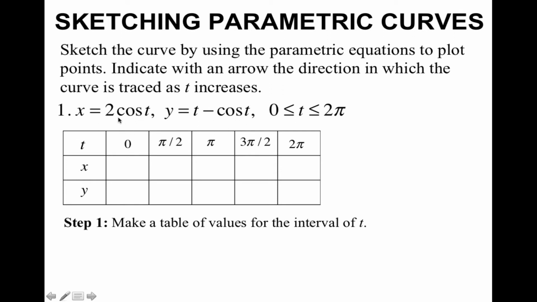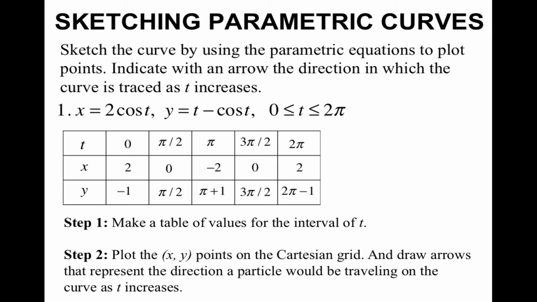So when I plug 0 in for 2 cosine t, I get 2. When I plug 0 in for t minus cosine t, I get negative 1. And then I keep doing that. I plug in pi over 2 to get 0 and pi over 2. I plug in pi to get negative 2 and pi plus 1. I plug in 3 pi over 2 to get 0 and 3 pi over 2. And then I plug in 2 pi to get 2 and 2 pi minus 1.